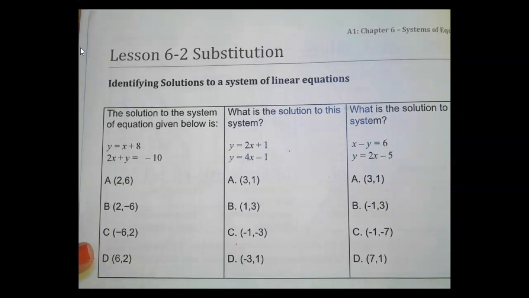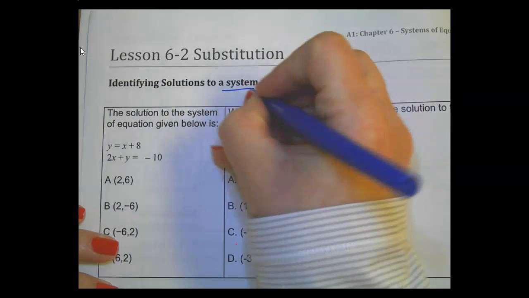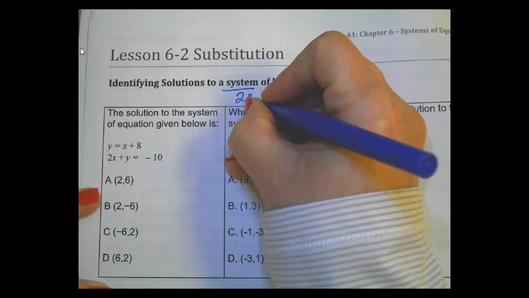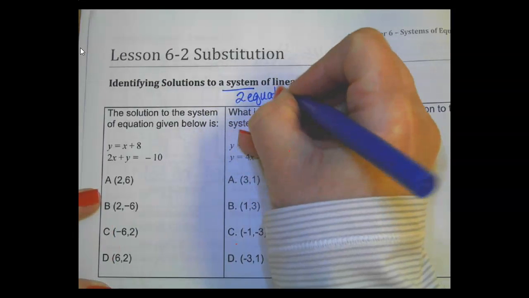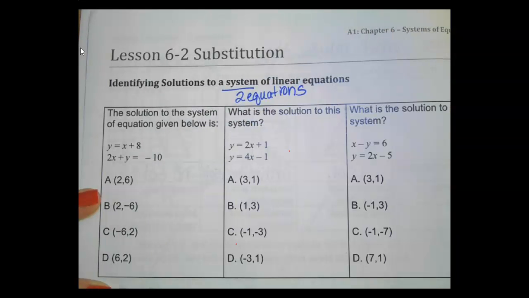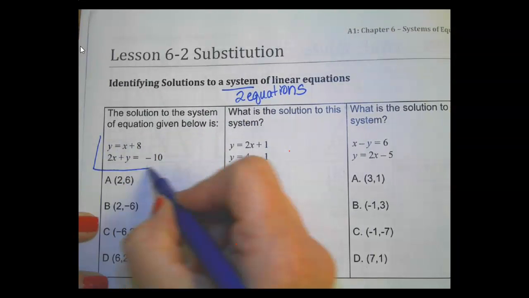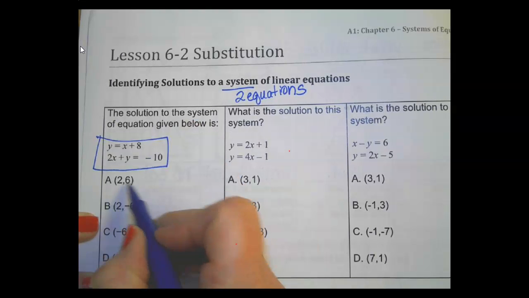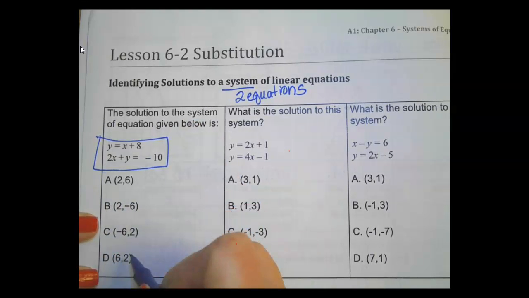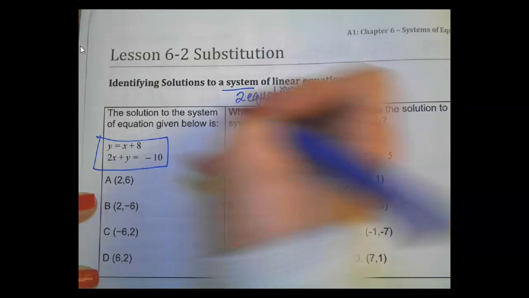Okay, so we learned about graphing and linear equations. So now we're going to talk about substitution in systems. So we're going to have two equations. The term system means two or more equations. And so you see here we have these two equations. What we need to do is substitute these x, y values to see what makes it true.